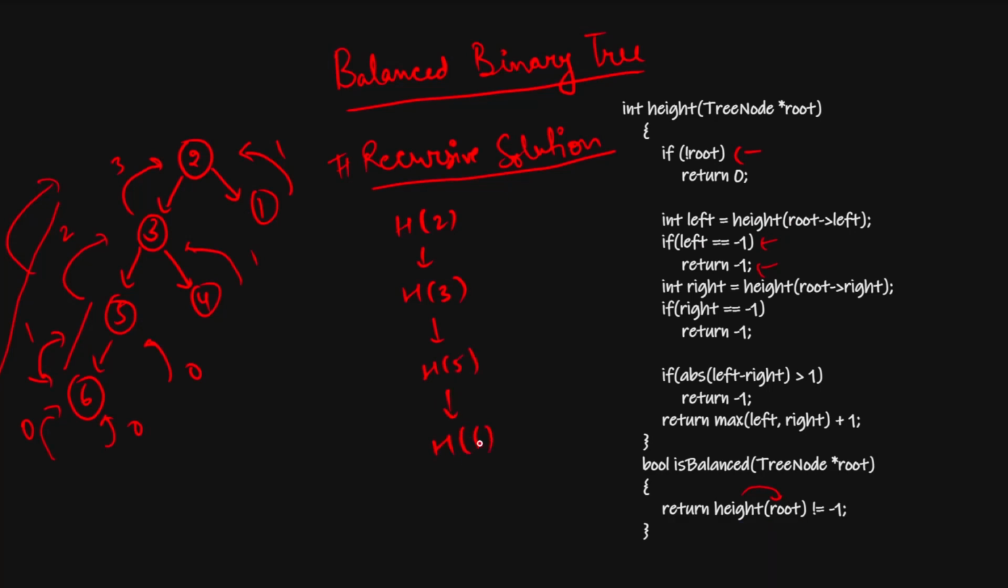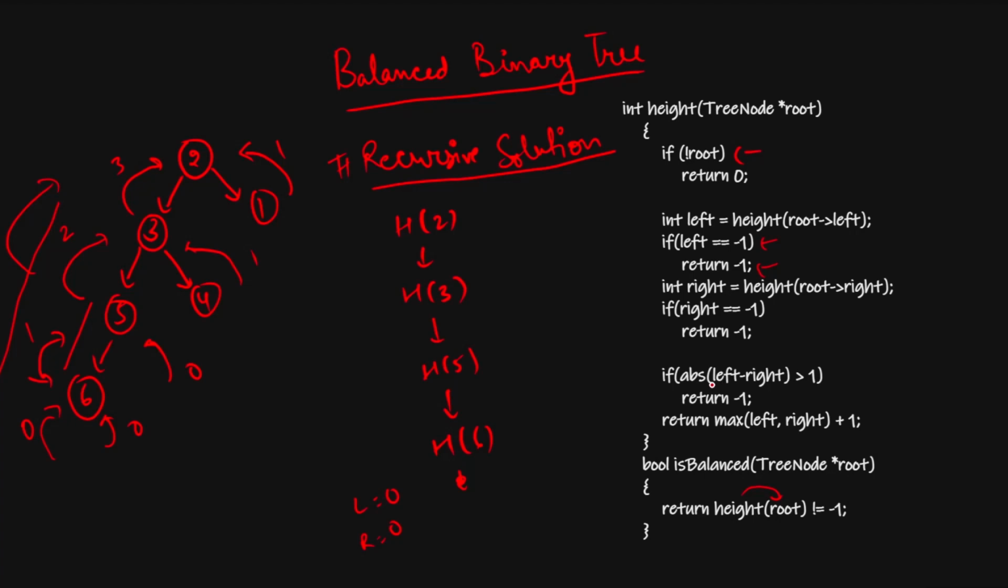Now this 6 is also not null, so it will call its left, which is null, so its left will be 0. Now it will call its right, so right is also 0. So we can say its left is 0 and right is 0, both of them are 0.